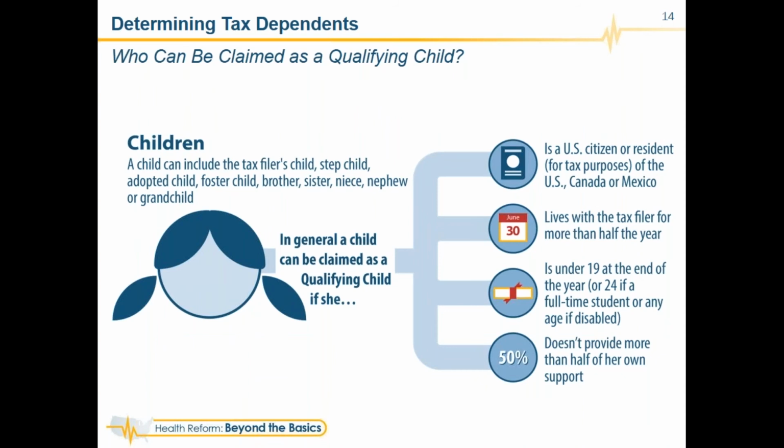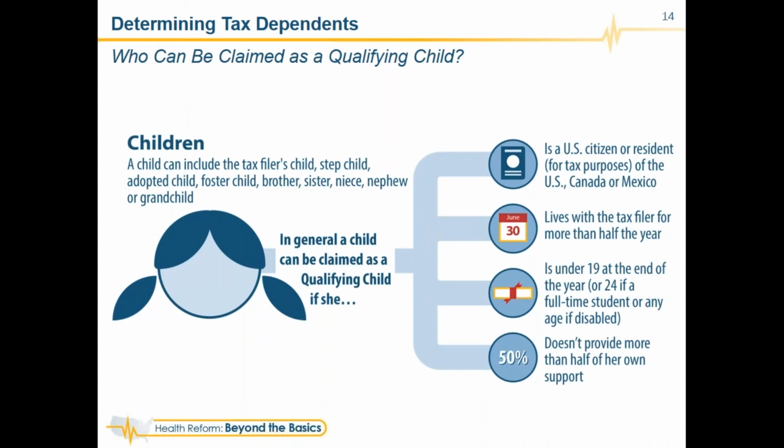So the first kind of dependent is a qualifying child. A child can include not just the little kid who comes with mom to complete the application and is flicking the lights on and off, not just that kid, but also stepchildren, adopted children, foster children, brothers, sisters, nieces, nephews, grandchildren. All of these relations can make you a qualified child. There are other rules too. The person has to be a U.S. citizen or resident for tax purposes of the United States, Canada, or Mexico. The child has to live with the tax filer for more than half the year, and we'll talk in a second about some exceptions for custodial parents.